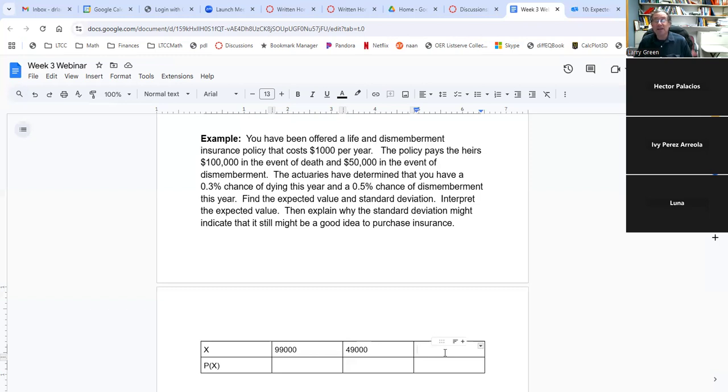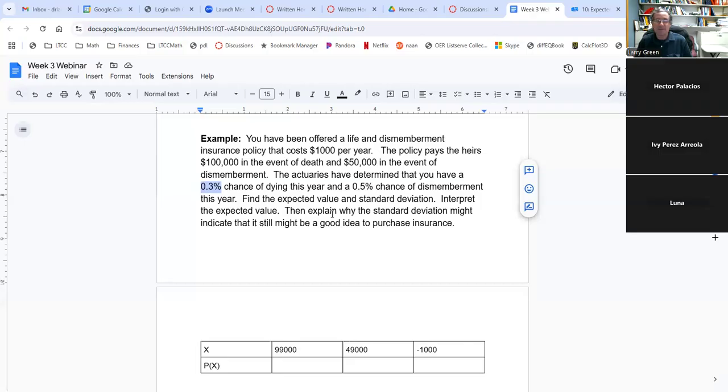What's the other number for x? Very similar to the last one. What's another possibility? Yeah, negative 1,000. You don't die, and you're not dismembered. The probability of your heirs getting 99,000, what is that as a decimal? If it's 0.3% chance, what do I write for my p of x?